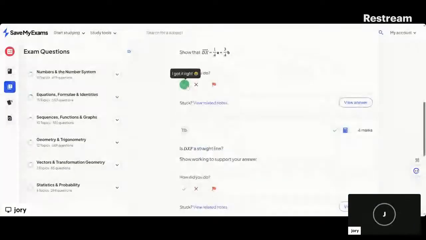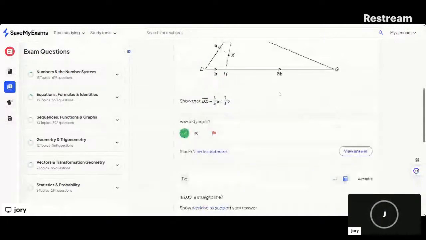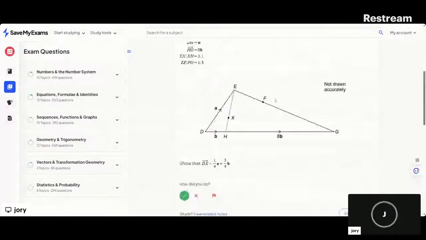Is DXF a straight line? Show working to support your answer. DXF. Let's prove that DX. So DX should be part of DF. So let's find DF. And then if DX is part of DF, then they are. If it's not, then they're not. So I already have DX. I'm going to find DF. EF.